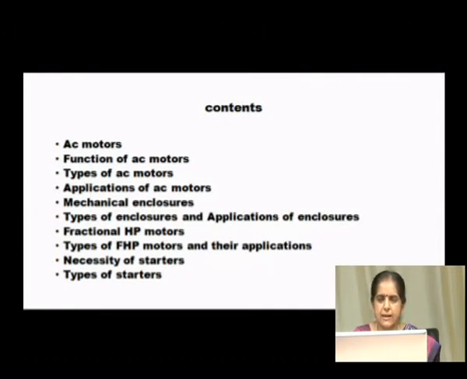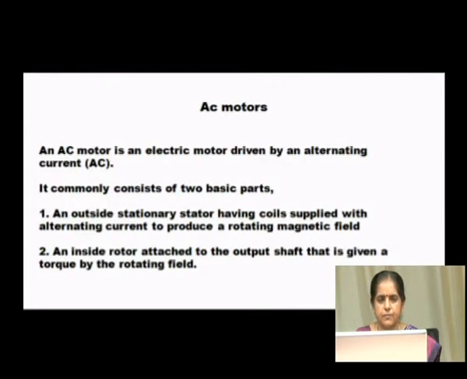The different aspects we are going to study under this heading of AC motor are: the function of AC motors, the types of AC motors, the applications of AC motors, the mechanical enclosures which are used with these motors, the different types of enclosures and their applications, fractional HP motors and the types of fractional HP motors and their applications, and the necessity of starters as well as different types of starters. First, let us try to know what is an AC motor.